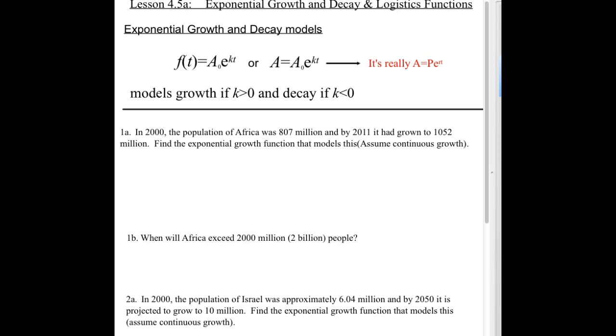We have the e in there just like we do in our PERT. We use that when it's continuous. And then the kt part is kind of like the rt part that we've had before. Your k value is like what r used to be. Again, it's just being a little more generic, so it's not necessarily tied to money. If k is positive, we have a growth situation. If k is negative, we have a decay situation.